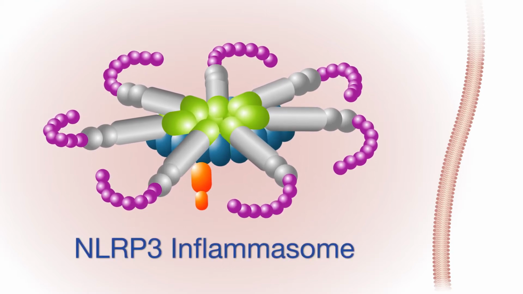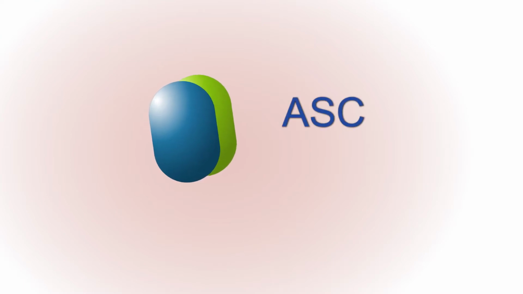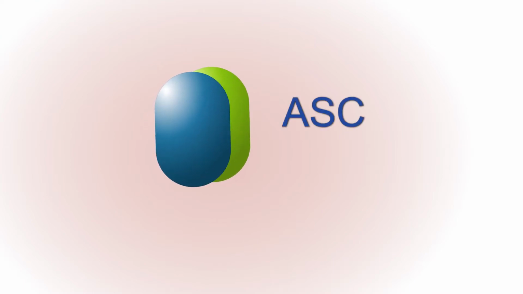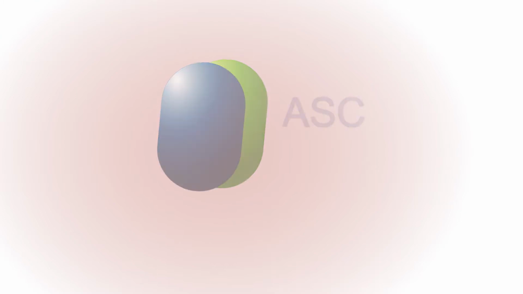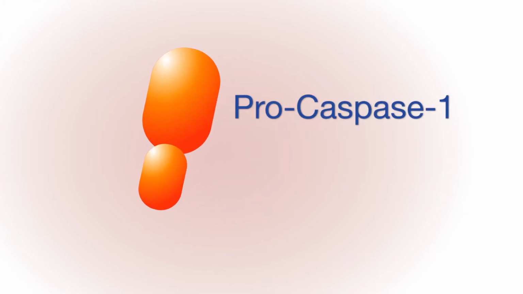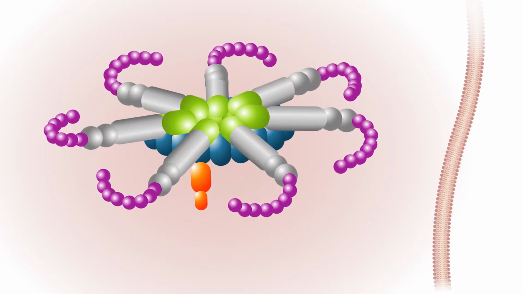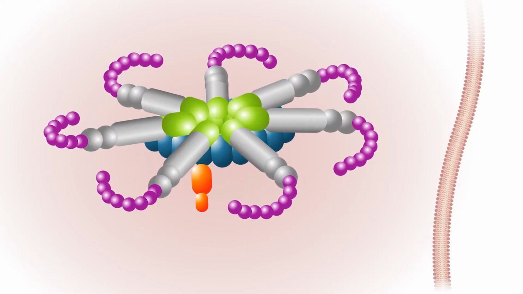This is an NLRP3 inflammasome. Second is adaptor protein ASC, associated with all 6 types of inflammasomes. Third is enzyme procaspase-1. How are inflammasomes formed and activated to trigger inflammation?